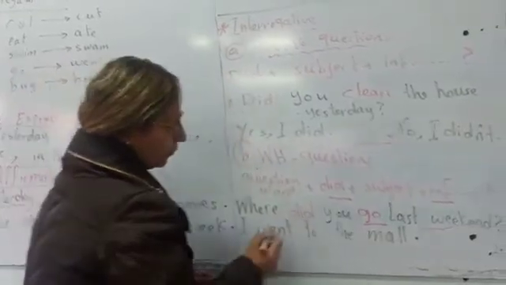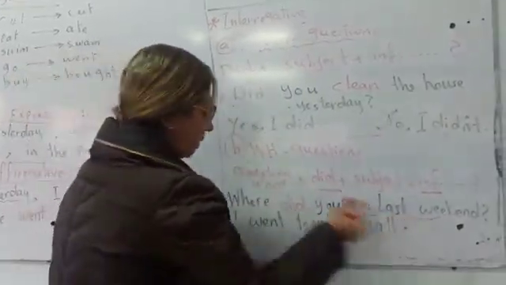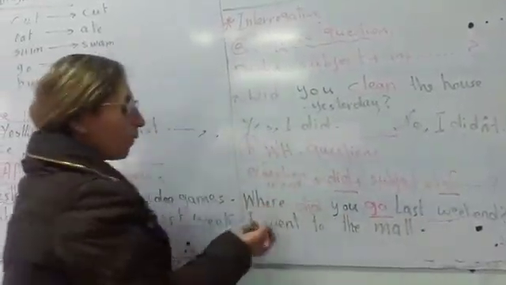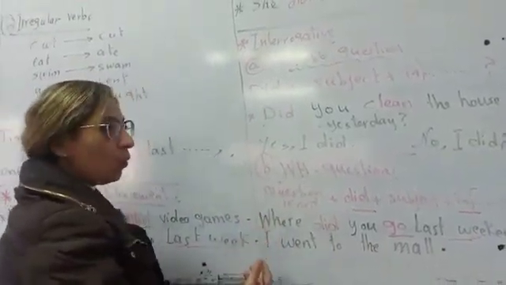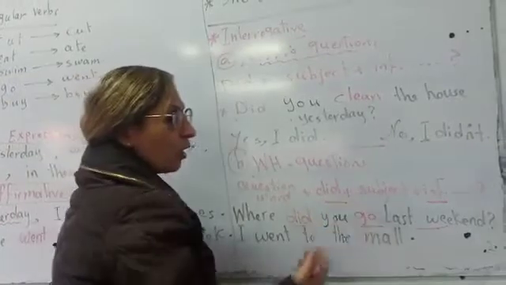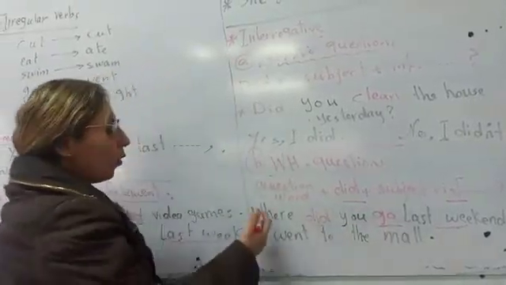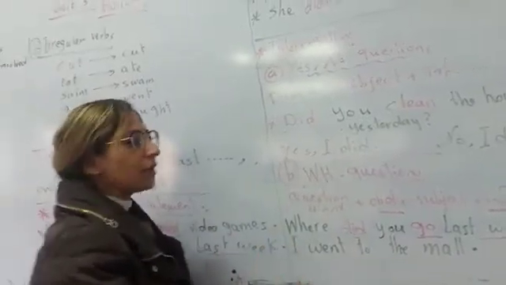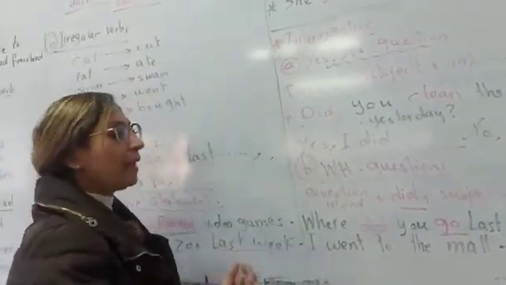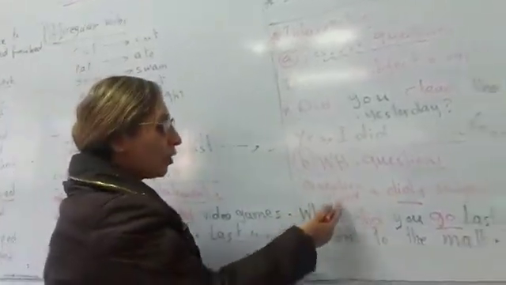I went to the mall. Where did you go last weekend? I went to the mall. We have many question words like where, when, what. What did you do last weekend? When did you go to the mall? I went to the mall last Friday. We have many questions using the WH words.